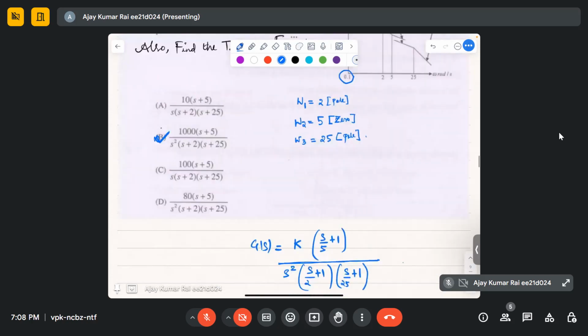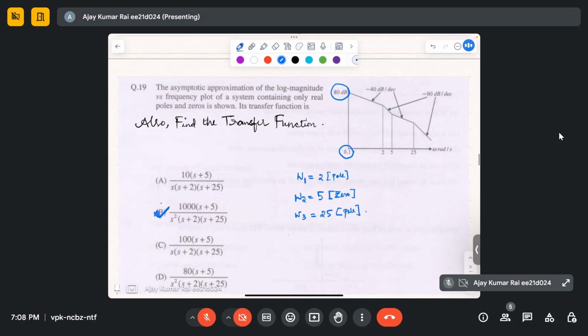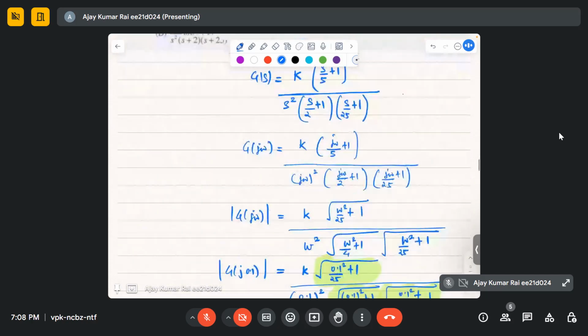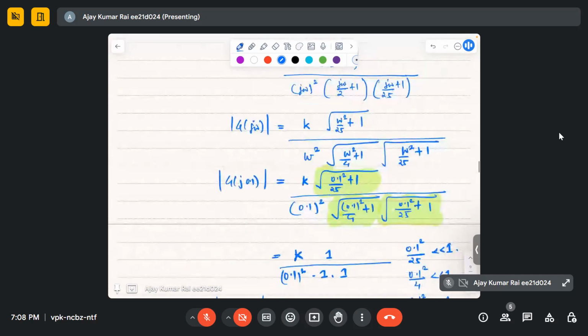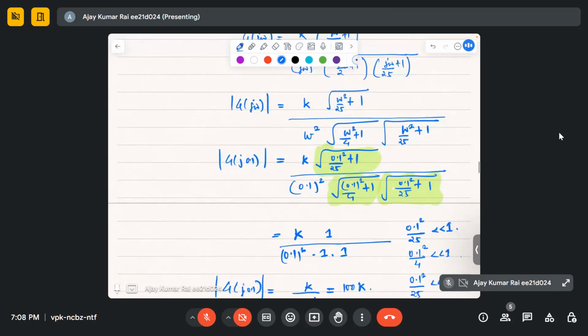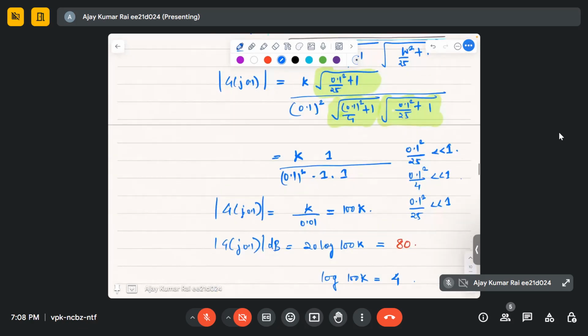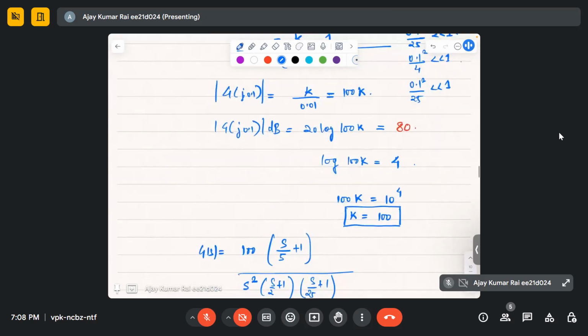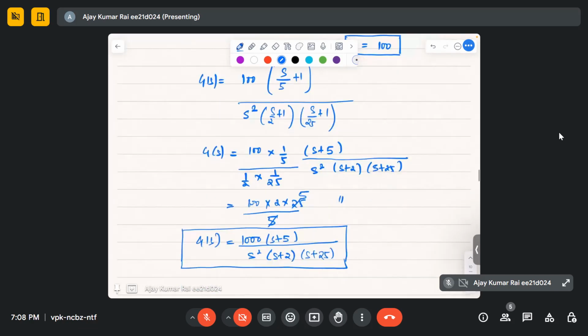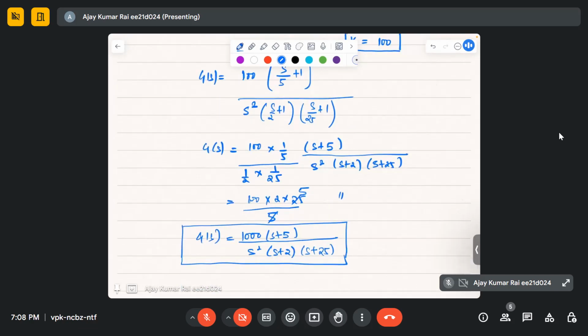For k, if you see the Bode plot, one more piece of information we have used: at omega equal to 0.1, the value is 80 dB. So that's why you have to find out the magnitude at omega equal to 0.1 and equate that to 80 dB, and you'll get the value of k. Okay, any doubt in this question?